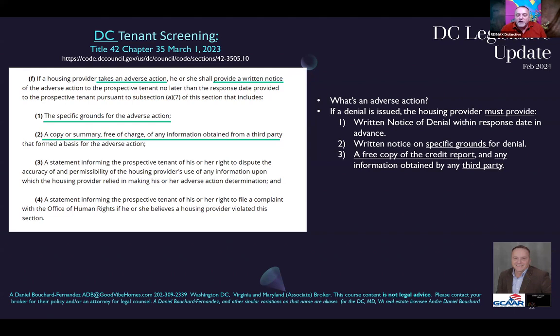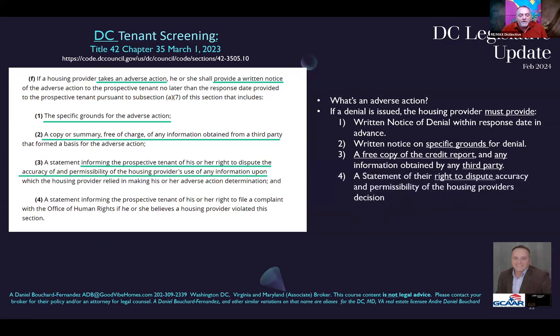Absolutely. So you've got to provide a free copy of the credit report and any information obtained from any third party. Also, a statement informing the prospective tenant of his or her right to dispute the accuracy and permissibility of the housing provider's use of the information upon which the housing provider relied in making the adverse action determination. So if you're going to make a denial, you have to inform them of their right to dispute the accuracy of whatever it is. If you're using the credit report, they can dispute the accuracy of that credit report. What you do with that dispute is an open-ended question. The law doesn't give us any guidance on what to do with that.